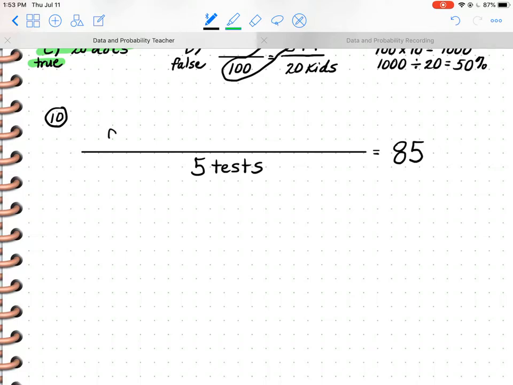So the first test was a 92, then an 82, then a 75, and a 78. And we know that he has to take a 5th test. So I'm going to use the letter F to represent that 5th test.